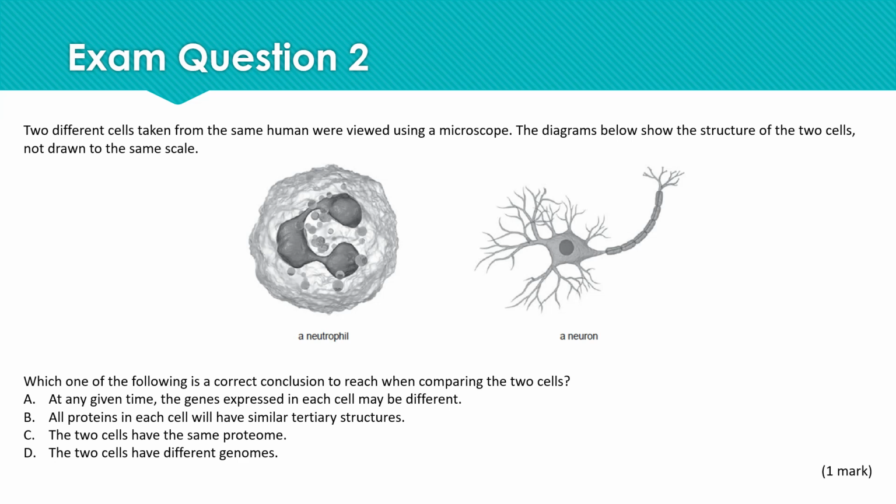A. At any given time, the genes expressed in each cell may be different. B. All proteins in each cell will have similar tertiary structures. That means similar 3D structures. C. The 2 cells have the same proteome. Or D. The 2 cells have different genomes.